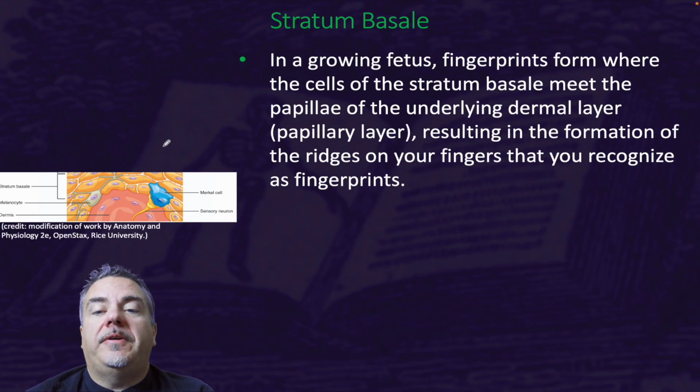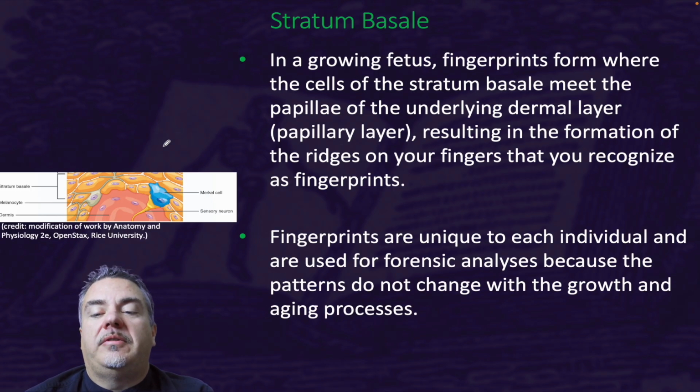In a growing fetus, fingerprints form where the cells of the stratum basale meet the papilla of the underlying dermal layer, resulting in the formation of the ridges on your fingers that you recognize as fingerprints. Fingerprints are unique to each individual and are used for forensic analysis because the patterns do not change with the growth and aging process.